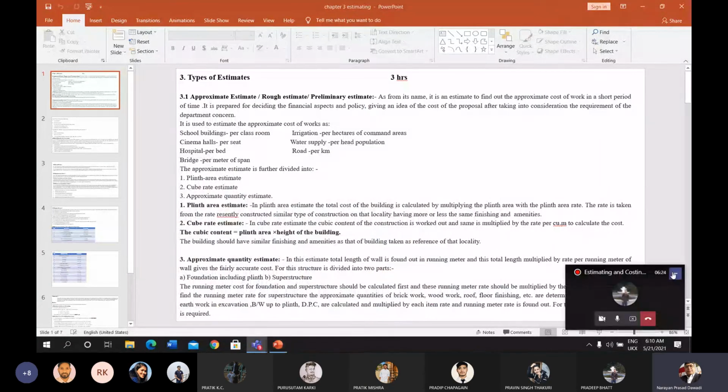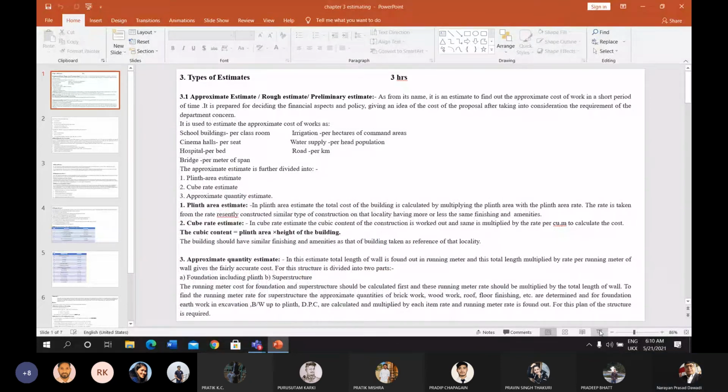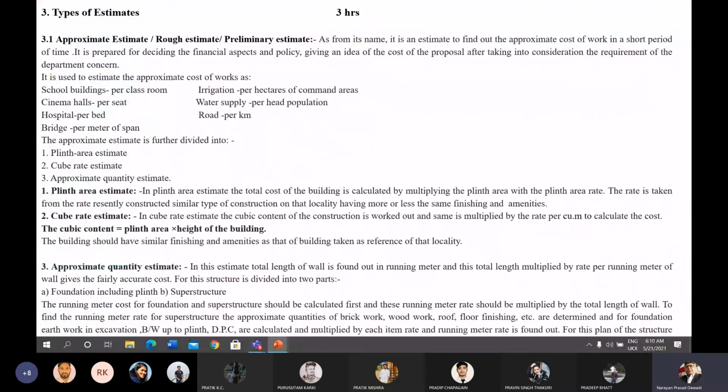Now we are going to start chapter 3, types of estimates. Basically, there are two types of estimate. One is the preliminary estimate and the other is the detailed estimate. In the detailed estimate, other estimate.